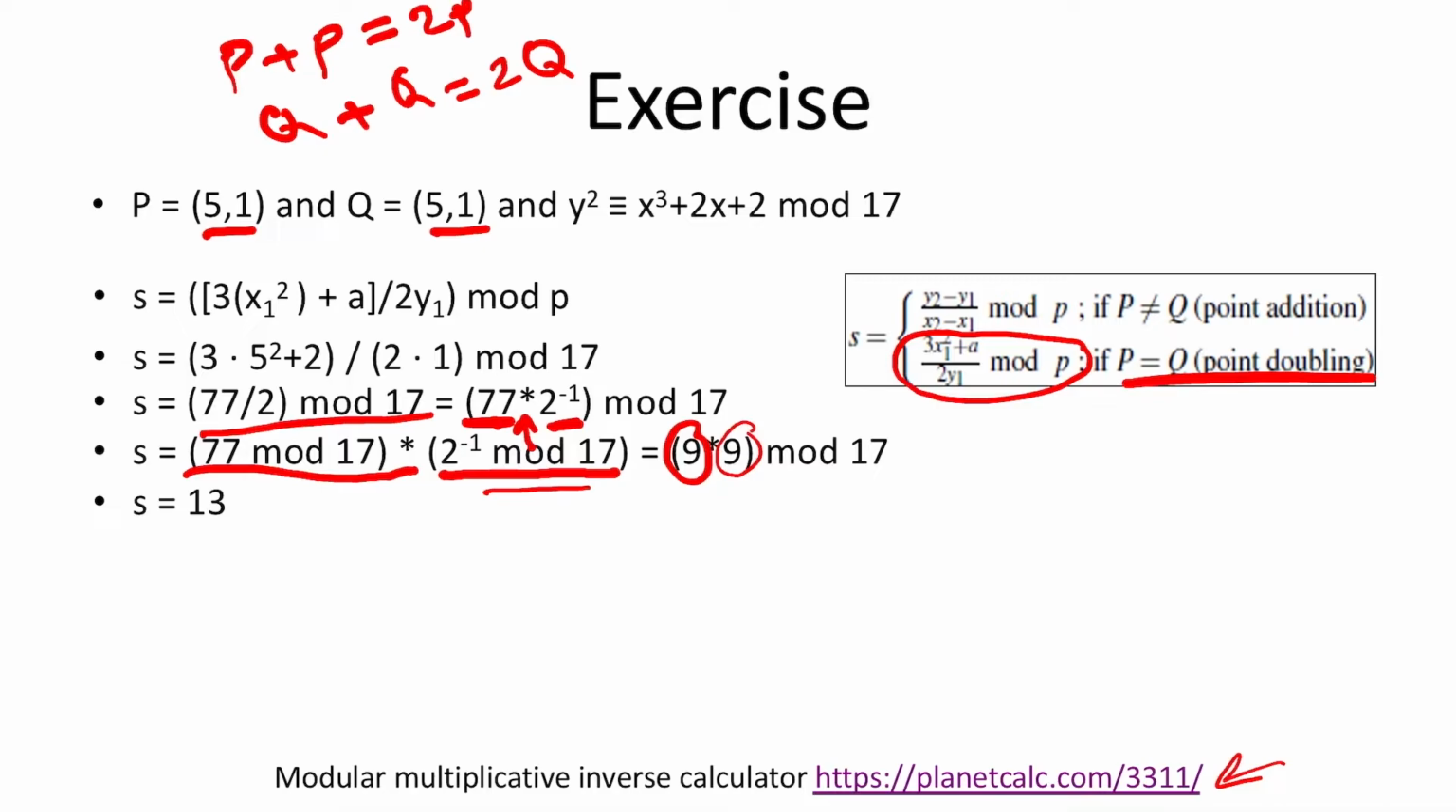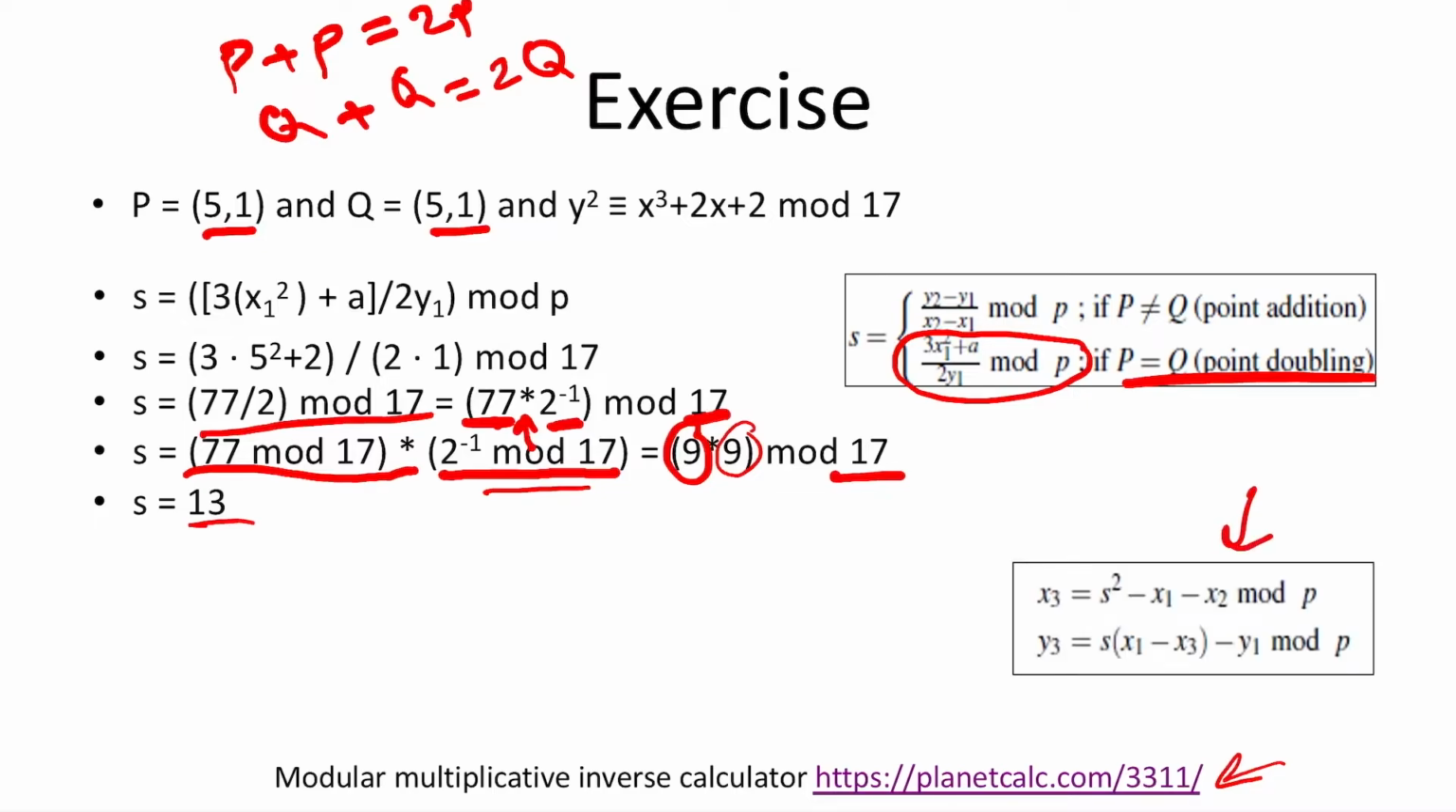However, 9 into 9 gives us 81, which is a number larger than the numbers that we have in our finite field. It is larger than the prime number. So we will again reduce it by doing modulo 17, right? So 9 into 9 mod 17 gives us 13, which is less than the prime number, so we can use it. So our S value is 13.